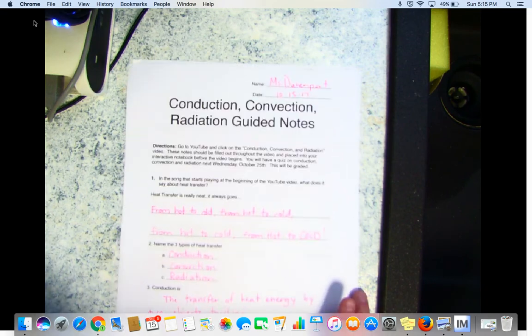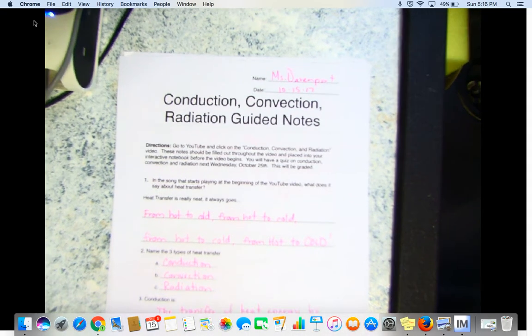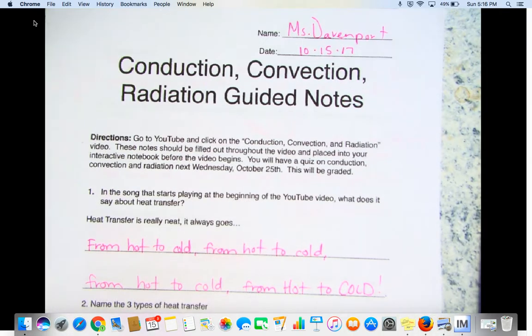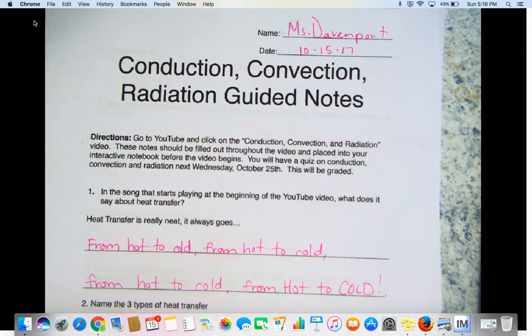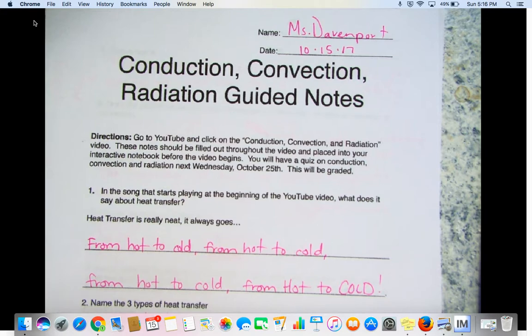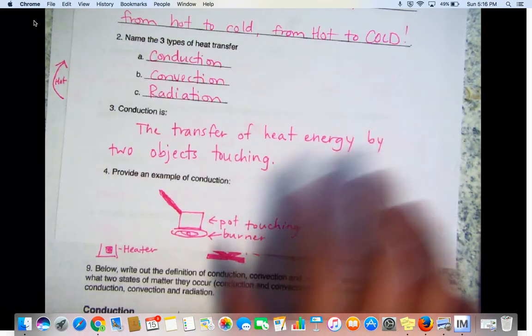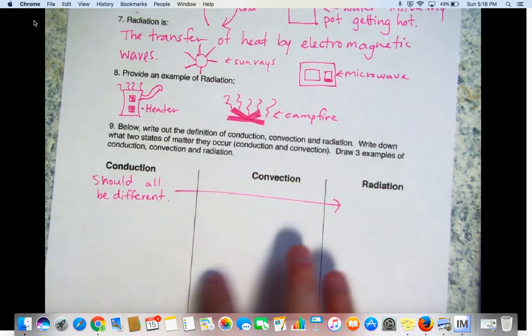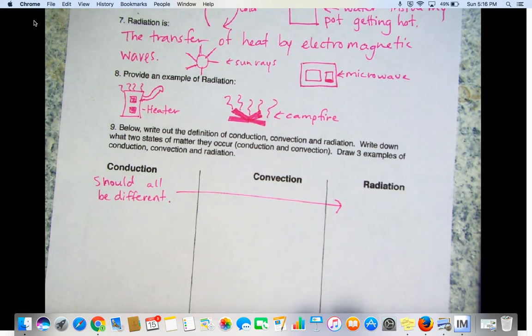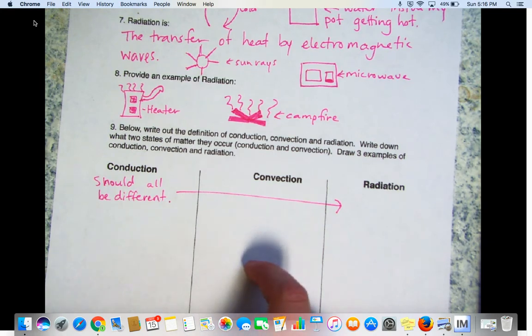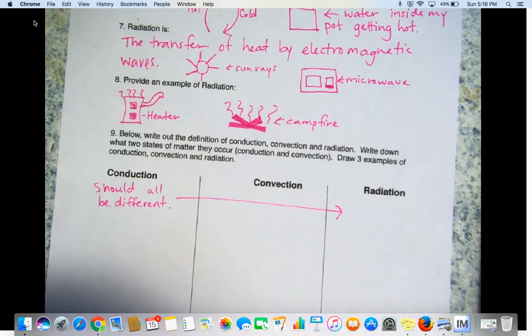Alright guys, first things first, by this point your conduction, convection, radiation guided notes should be complete, okay? So this sheet plus this sheet should be complete down here. Everybody should have a different answer, okay? And that just shows me that you're not copying off of someone else, off of me, that you're actually looking at these examples, thinking about them, and creating your own down here, okay?